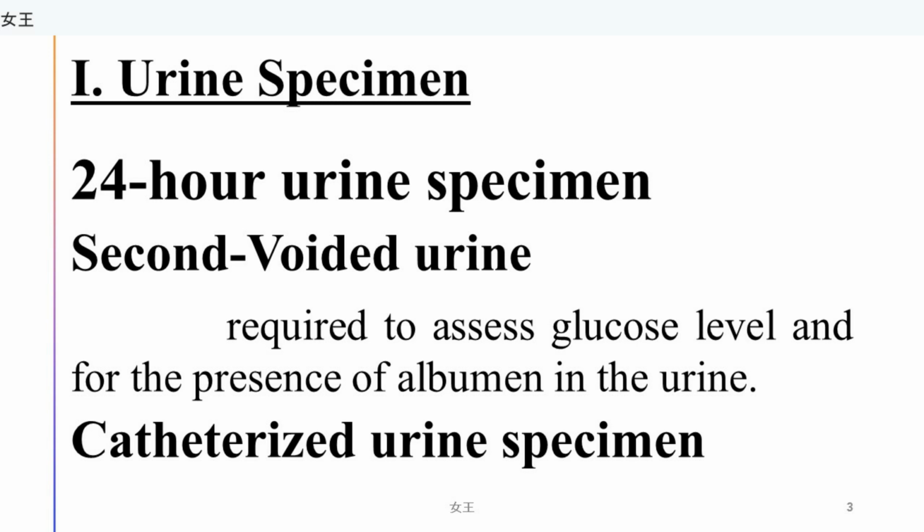Catheterized urine specimen. Clamp the catheter for 30 minutes to 1 hour to allow urine to accumulate in the bladder and adequate specimen can be collected. Clamping the drainage tube and emptying the urine into a container are contraindicated after a genitourinary surgery.